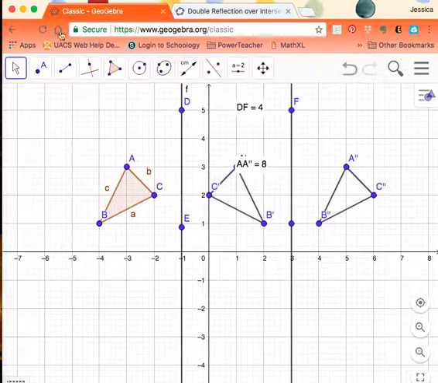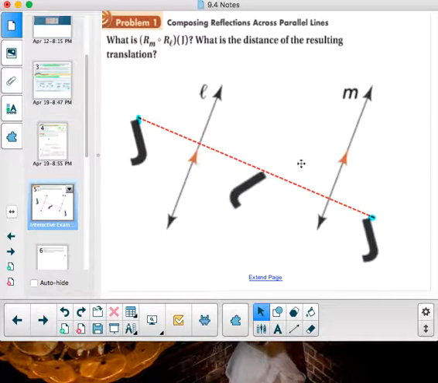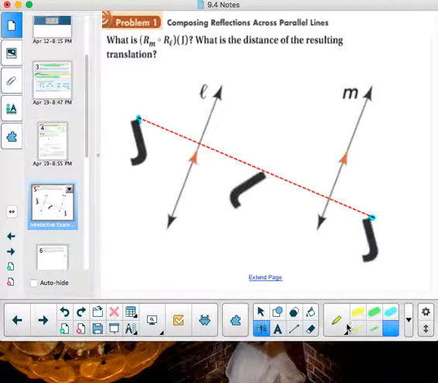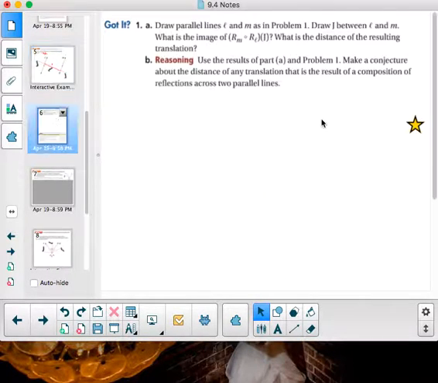Can you figure out the pattern? I bet you can. Oops, didn't mean to make that completely disappear. So ultimately I care about the distance of this resulting translation. And hopefully you're picking up on the fact that the distance traveled is twice the distance between the two lines here. Okay? So if I just grab my pen, if I let this length from here to here be a length of x, the total distance that I have traveled would simply be 2x, okay? So this was reflecting across two lines that are parallel to one another.